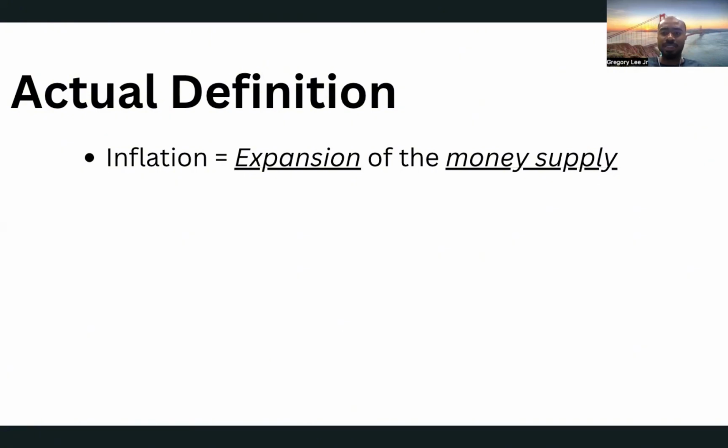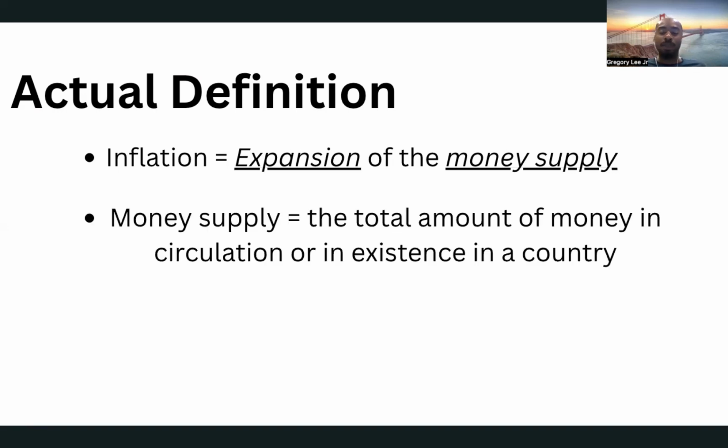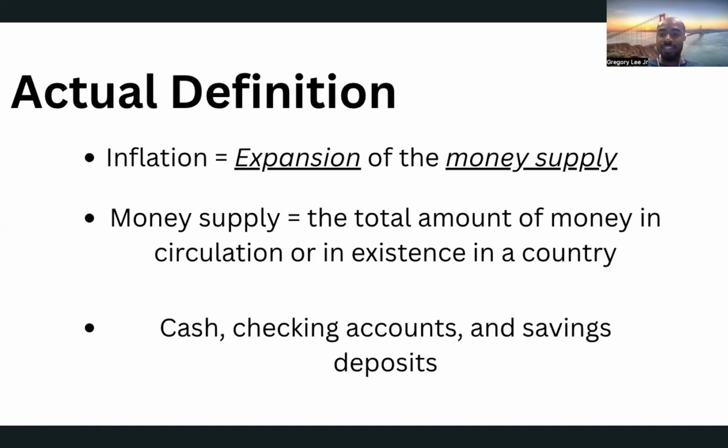So what is the money supply? That's what you should ask, and why is it expanding? Well, here's the definition: the total amount of money in circulation or in existence in a country, state, nation, community, whatever it may be. This literally just includes your cash, cold hard cash, your checking account, and your savings account. That's it. So the money supply is the expansion in cash, checkings, and savings in a country. Let's look at inflation like that.